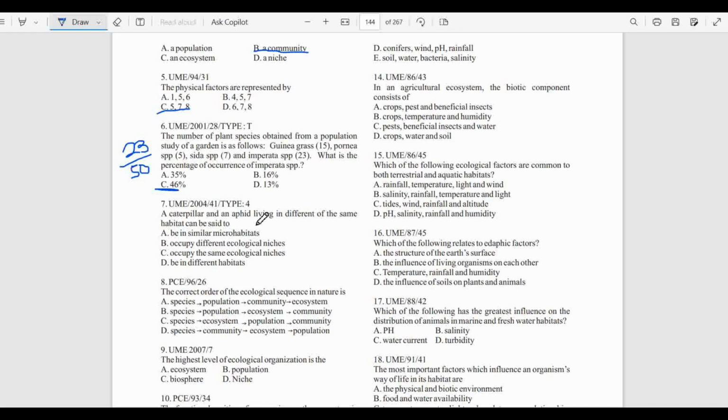Now, you know what a niche is? It's the smallest area within a habitat. The smallest area within a habitat. So they will be said to occupy different ecological niche. Let me break this down in a layman's explanation.